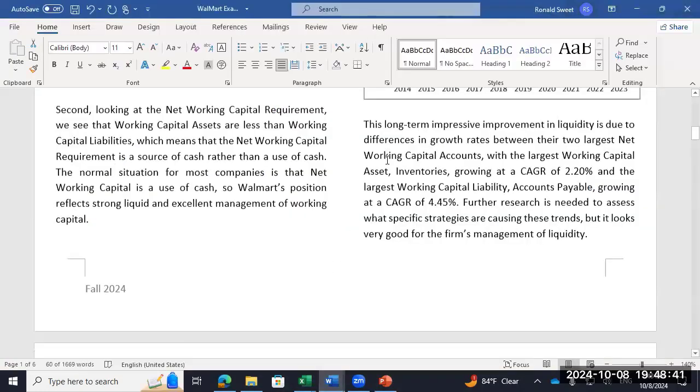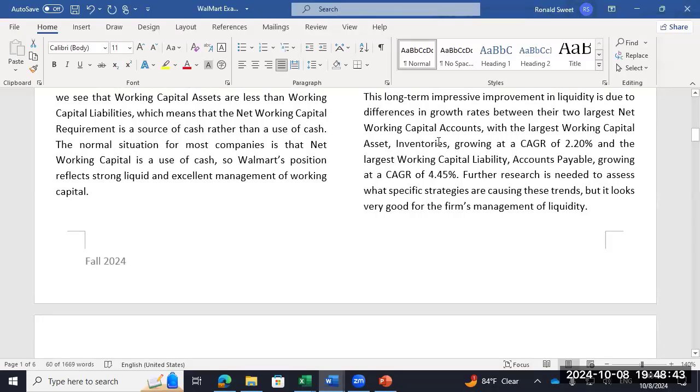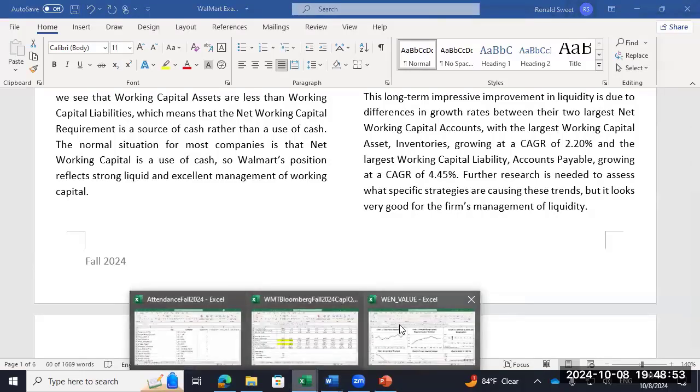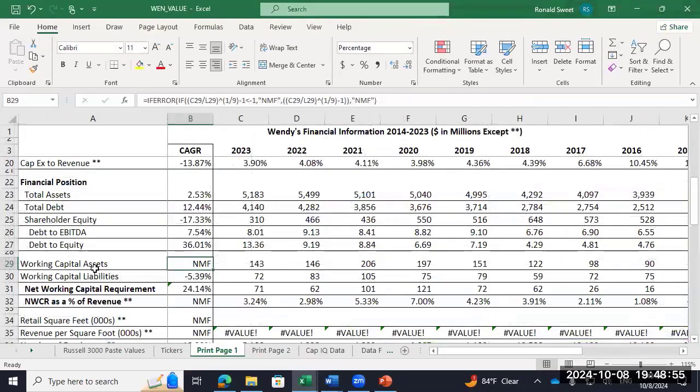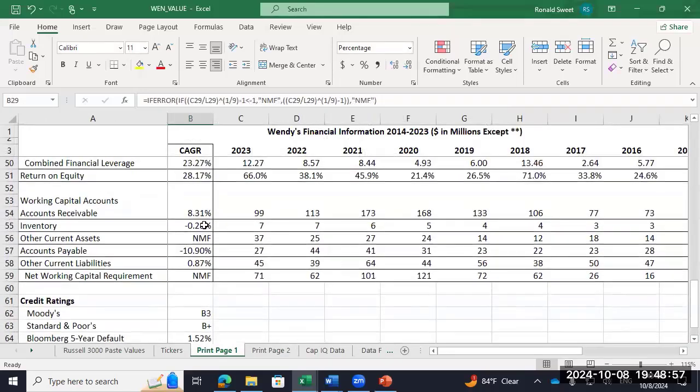So for Walmart, the largest working capital asset, inventory, is growing at a CAGR of 2.2, and the largest working capital liability, accounts payable, is growing at a CAGR of 4.45. Not all of you are going to be so straightforward. In fact, if you look at Wendy's, that's where we're probably going to see some noise. Accounts receivable is growing really, really fast. Accounts payable is actually falling. But then we're off of 2014, so that's.